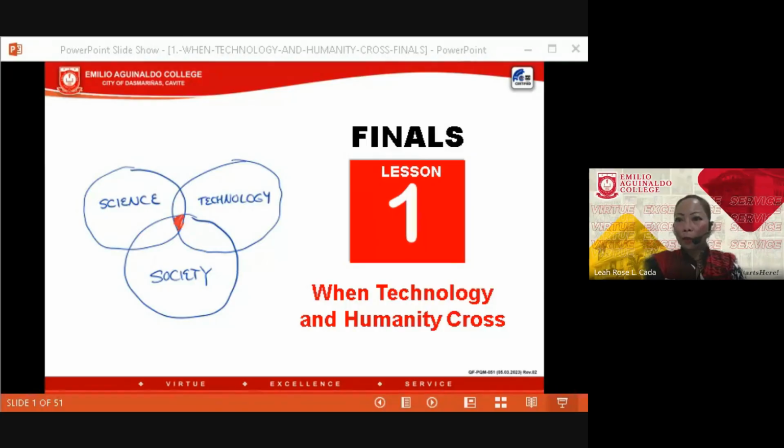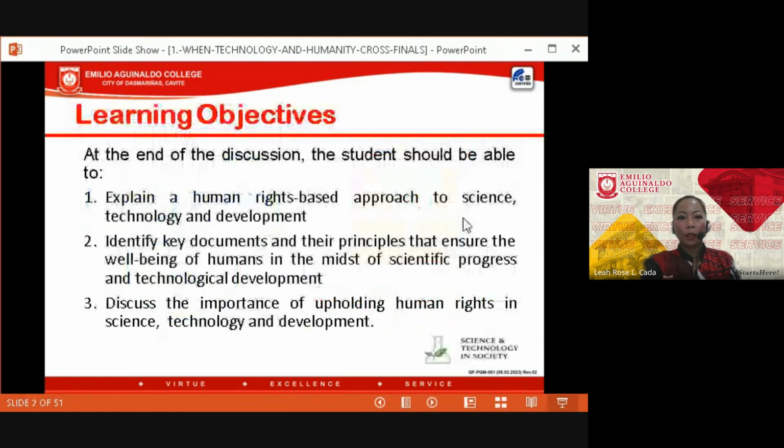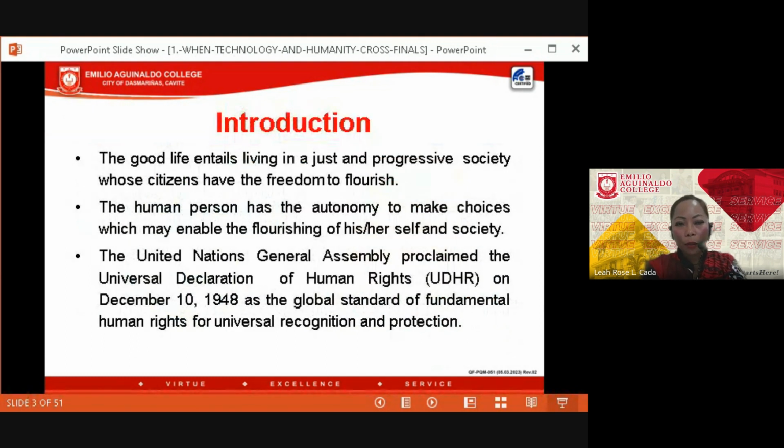Okay, so for this afternoon, this is our first topic for finals, and yes, we will be incorporating all that we have discussed from prelim to midterms. If you have already read in advance, this topic also includes some articles under the Universal Declaration of Human Rights.